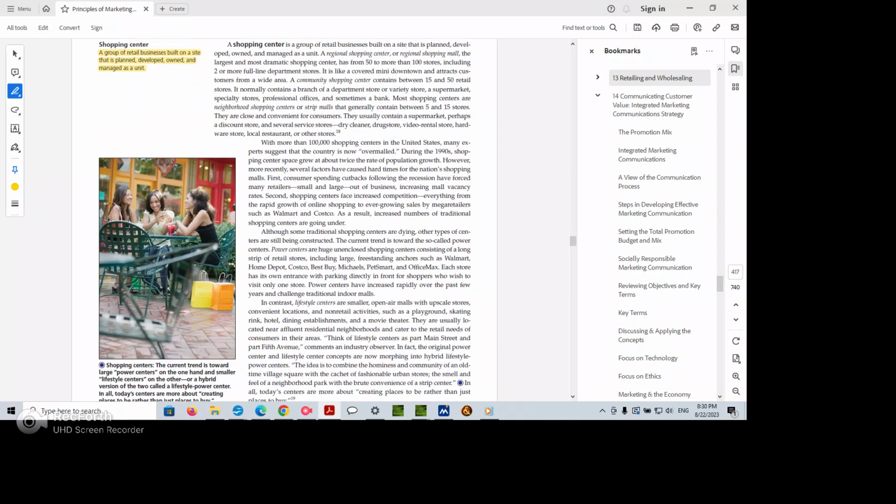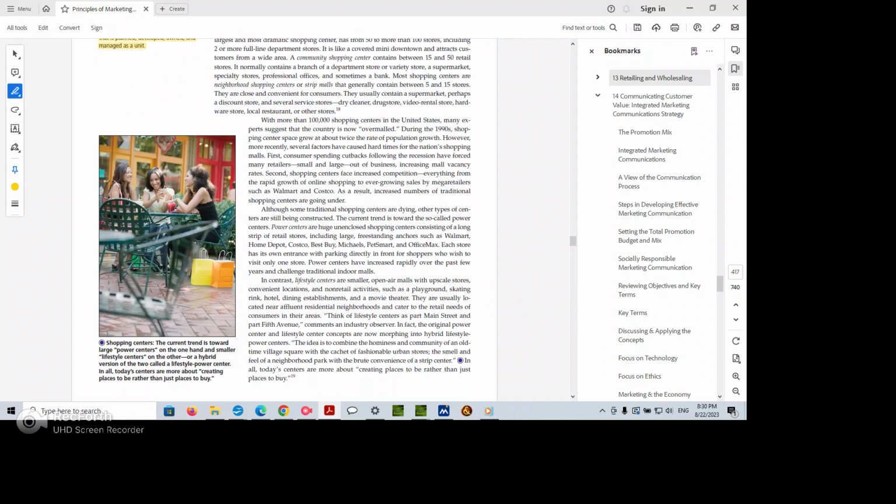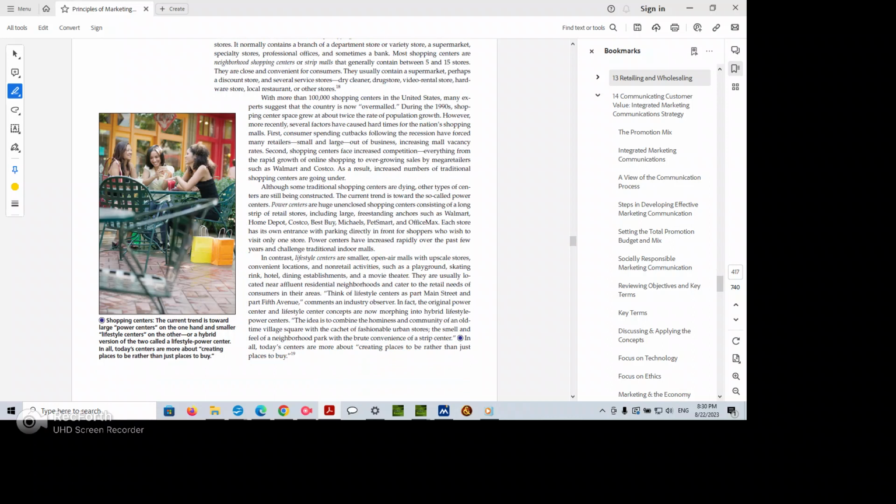Okay? Now, I know that's pretty straightforward about shopping center, but just to make sure. Now, let's talk about, before I talk about the next one, let's contrast a couple of things. First of all, traditional shopping centers are dying and other types of centers are being constructed.